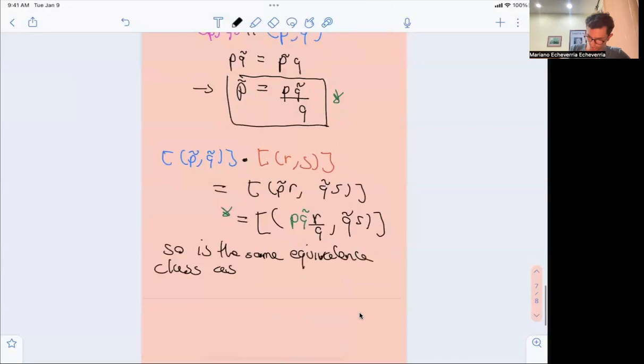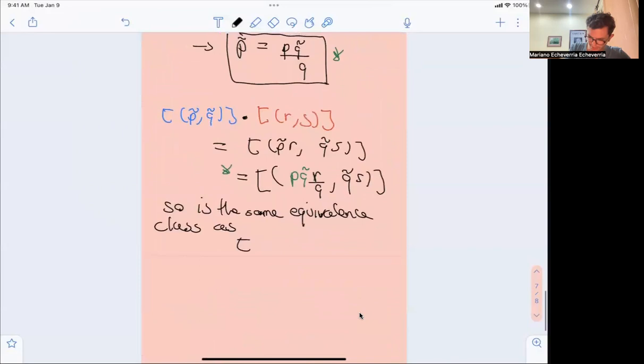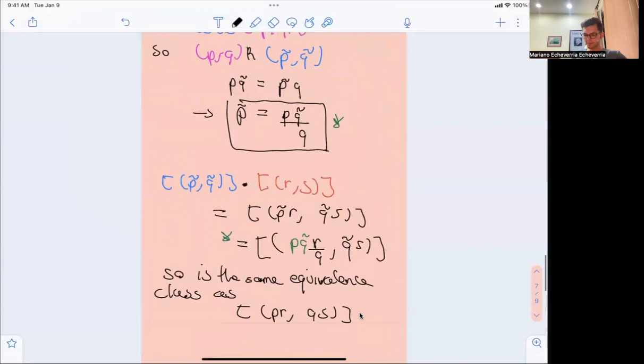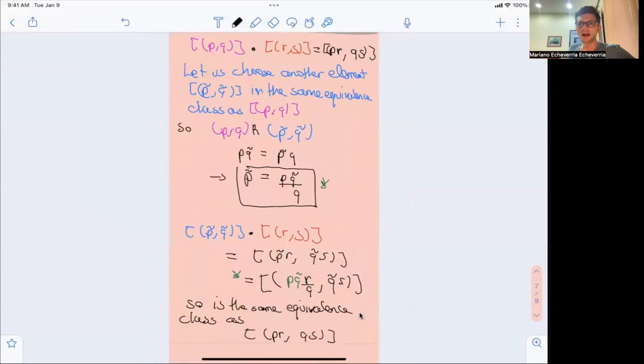As PRQS. Okay, let me stop here to check if there are any questions. Is it clear what I'm trying to do? I was trying to check if the multiplication depends on how you're writing the elements. So I chose a different way to write a rational number, which I'm calling P tilde Q tilde. It's actually good that this class is recorded because I do think this requires playing it again and again to understand everything that's going on.